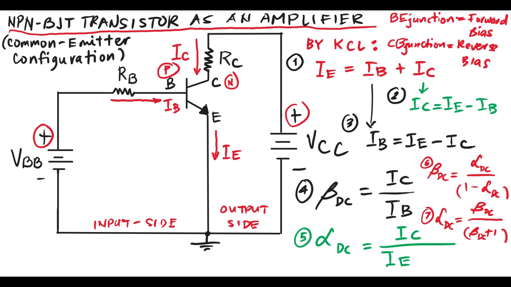Therefore, be careful in connecting the positive side of the VBB to the base, because if you make the negative connected to the base of the NPN BJT, then that would become reverse bias. And with that, we will have the input side in reverse bias and the collector base junction in reverse bias. Then the transistor will not work as an amplifier, whereas it will work as a switch off.